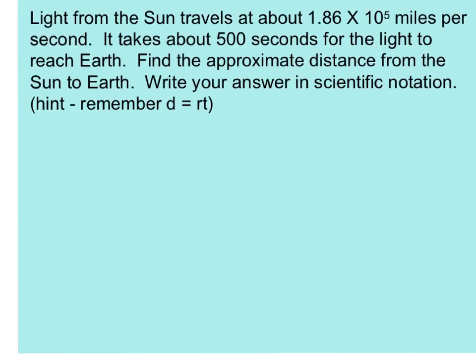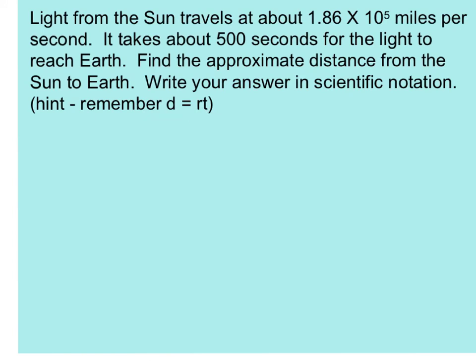A word question. We will have one of these in the homework, so it's good to practice. Light from the sun travels about 1.86 multiplied to 10 to the 5th power miles per second. It takes about 500 seconds for the light to reach Earth. Find the approximate distance from the sun to the Earth. Write your answer in scientific notation. It says, hint, distance equals rate times time.